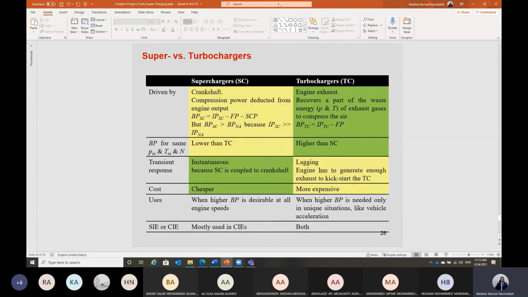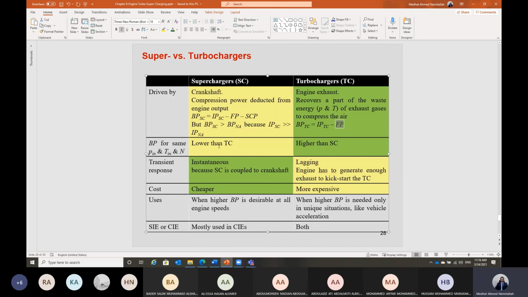So those are some reasons, Shabab. Here is a comparison between supercharger and turbocharger. We said in case of supercharger, it takes part of the power of the crankshaft. That's why, Shabab, the brake power will equal the indicated power minus the friction loss power in the piston, minus the power required to drive the compressor in case of supercharger. But in case of turbocharger, the difference between the brake power and the indicated power is the friction loss power only, because the turbine is just operated by the exhaust gas.